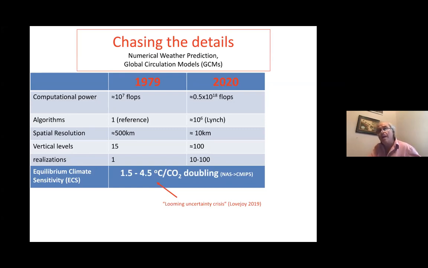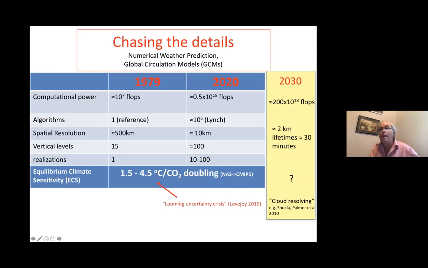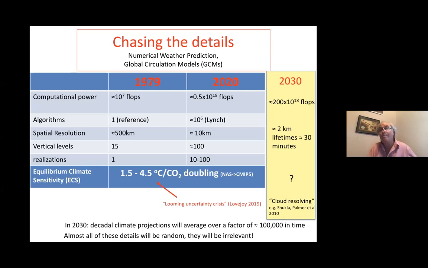And the proposal that has been made by the mainstream, if you like, going back even to 2010, there's this big paper by Shukla, Palmer, and about 10 other authors, where they said the goal for 2030 should be cloud resolving models, getting down to, like, I estimate they could get down to probably 2 kilometer resolution by then. But if you do that, you will be creating structures that live about 30 minutes. And if your goal is to make a decadal scale projection, then you're going to be averaging over a factor of 100,000 in time. So you're sort of admitting that almost all of those details are irrelevant. But that's what they propose the future to be.